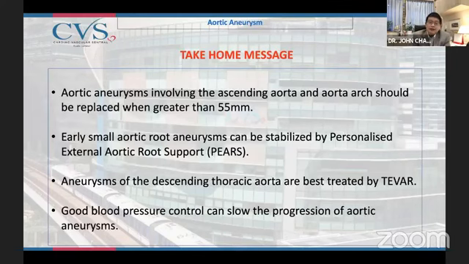So the take-home message: aortic aneurysms involving the ascending aorta and aortic arch should be replaced when greater than 55 millimeters. Early small aortic root aneurysms can be stabilized by personalized external aortic root support surgery. Aneurysms of the descending thoracic aorta are best treated by TEVAR. Good blood pressure control can slow the progression of aortic aneurysms.